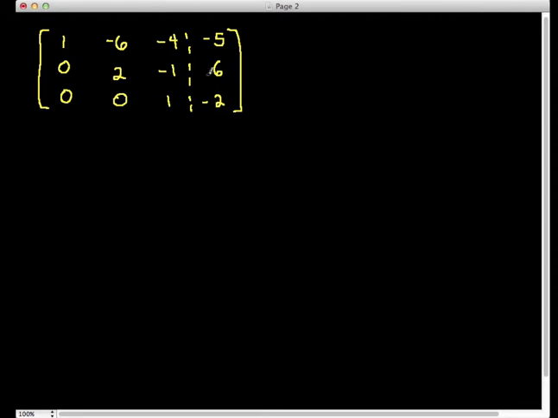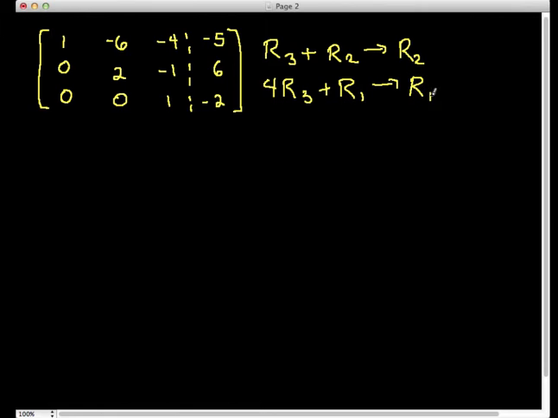So what I'm going to do is now try to put zeros in this third column by taking multiples of this third row and adding them back to these. So I see the first thing I might want to do is, if I take row 3 and add it to row 2, I can get a new row 2, and it should have a 0 in this position. Similarly, if I take 4 times row 3 and add it to row 1, I'll get a new row 1, and it'll have a 0 in this position.